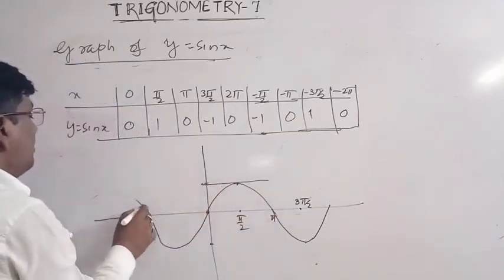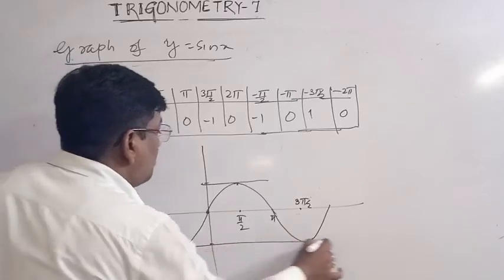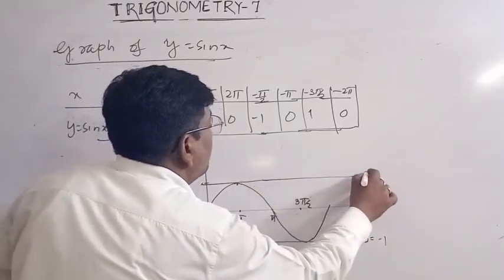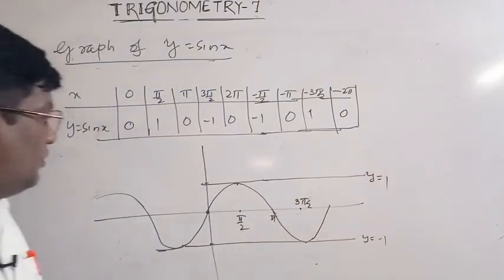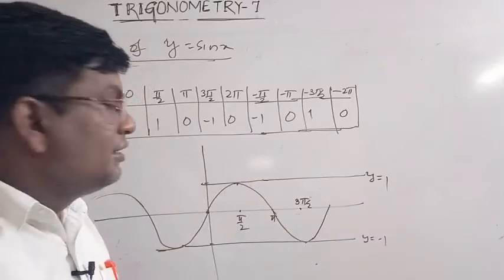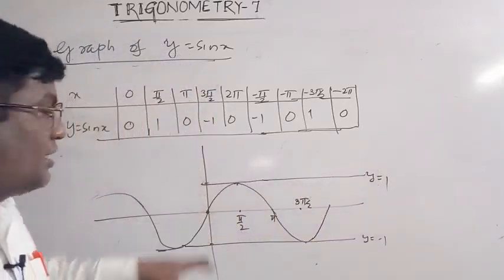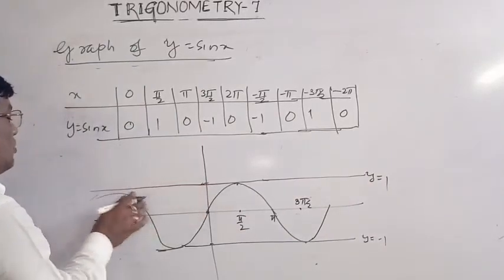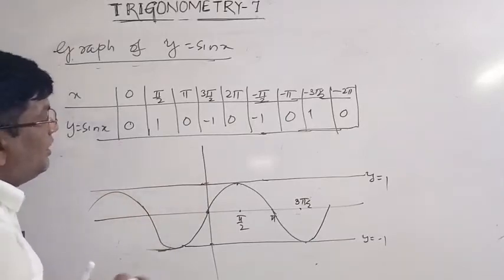y equal to -1 and y equal to 1. So what is the range of sin x? We discussed that the range of sin x is -1 to +1. In the graph you see that the graph of sin x lies between -1 and +1, so the range of sin is -1 to +1.